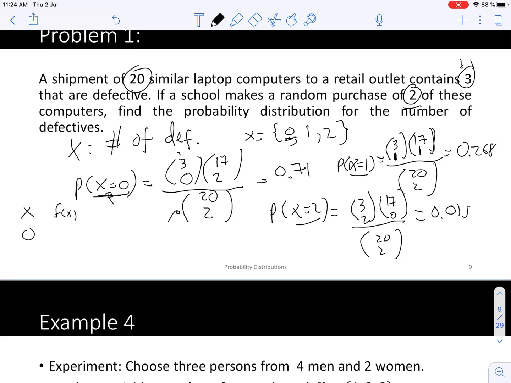So if you want, you can create, as I said, the table x and f(x) for the values. When x is equal to 0, the probability is 0.71, it has more decimals. When x is equal to 1, the probability is 0.268. And when x is equal to 2, you get the remaining probability. If you use all the decimals, when you add them up, you will get that the sum is equal to 1.